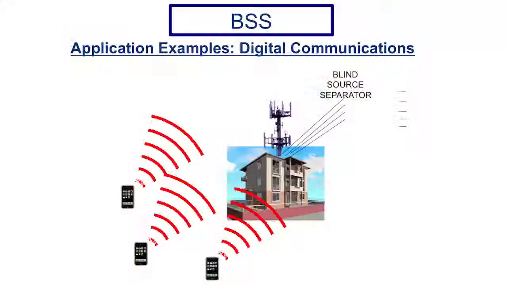Another application is communication, where we have multiple transmitters transmitting their signals to the same base station, and they are using the same channel, same frequency, but they propagate differently. We have multiple antennas at the receiver, so each antenna receives different mixtures of these users. From these antenna recordings, we would like to obtain the individual transmitted source signals.